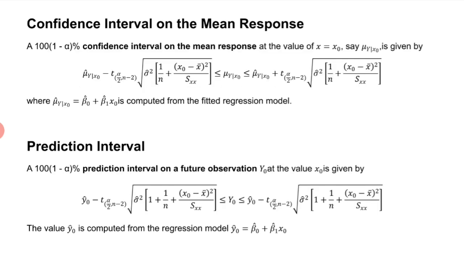You can see in the slide, the upper formula is the confidence interval on the mean response at the value of x equal to x0, say mean y per x0, where mu y per x0 equals b0 plus b1 x0, computed from the fitted regression model. And last is the prediction interval. The prediction interval on a future observation y0 at the value x0 is given by the formula. The value of y0 is computed from the regression model, y0 equals b0 plus b1 x0.